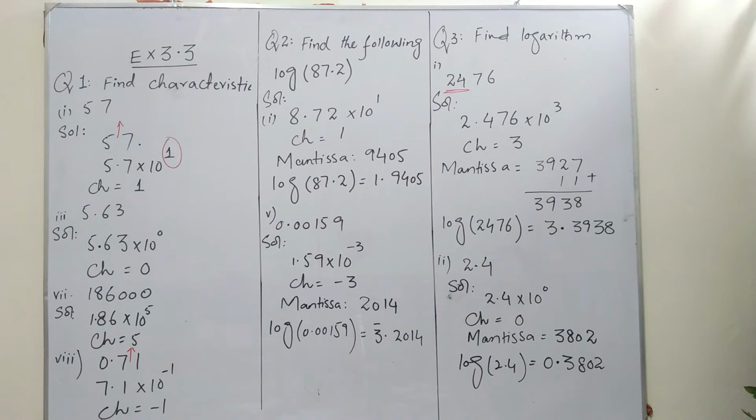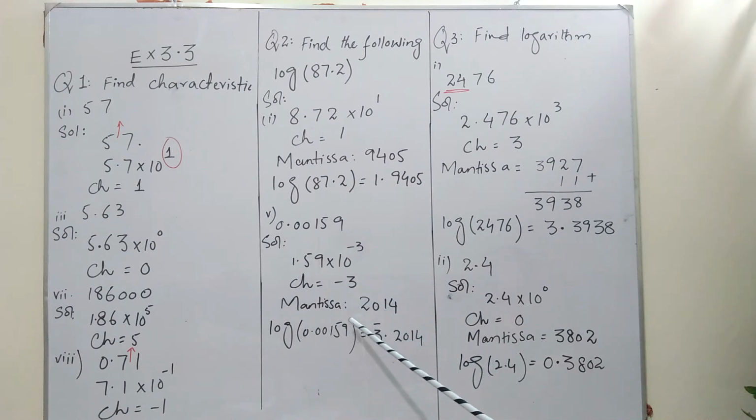Now the fifth part of this question number 2 is 0.00159. In this case, when you write it in scientific notation, it becomes 1.59 multiplied by 10 raised to the power minus 3, because the decimal is to the left of the reference position, so the power is negative. Now characteristic is equal to minus 3.